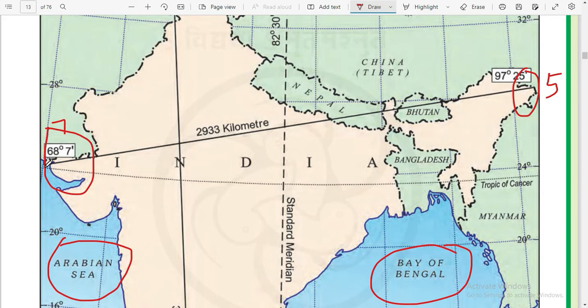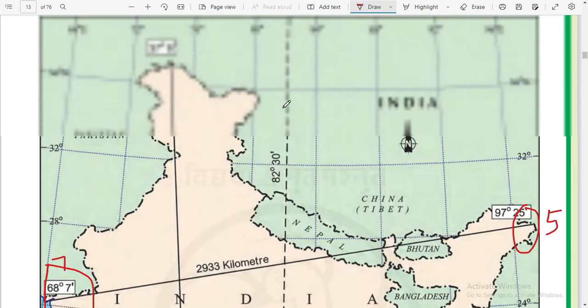But we should not have any time lag within our country. So what they have taken is the middle line, for the standard meridian.